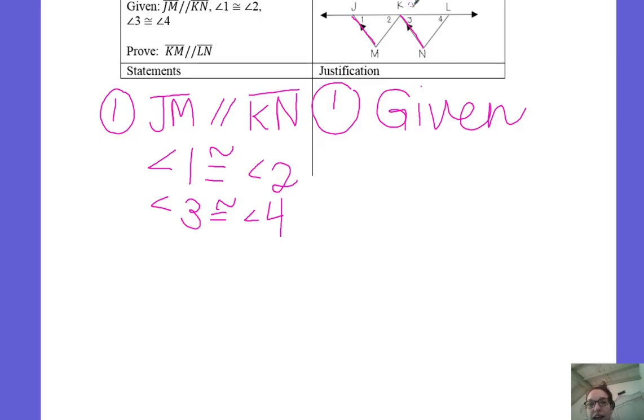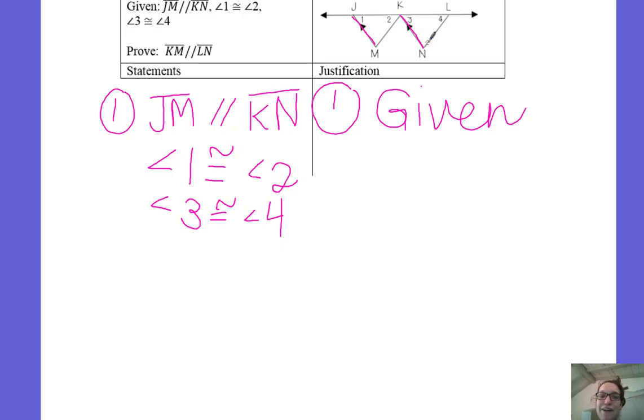So let's go check out the picture and see if we notice any of those special types of angles going on. So I'm looking at segment KM and segment LN, and I'm looking for a transversal. So I guess I could think of this line, JL, KL. I could think of this line as a transversal, or I could think of KN as a transversal.